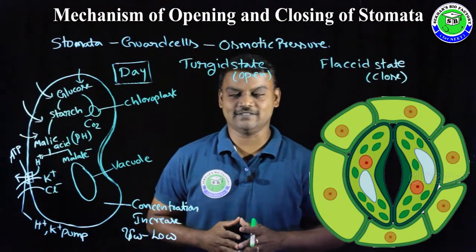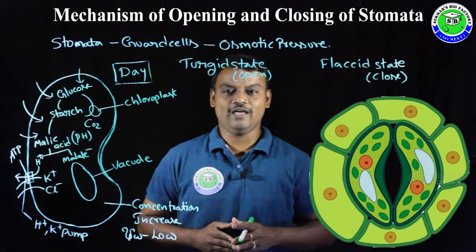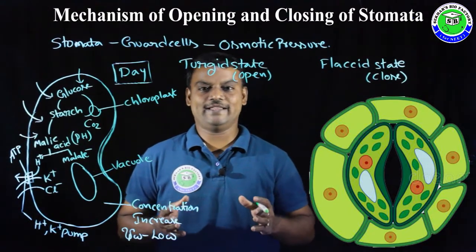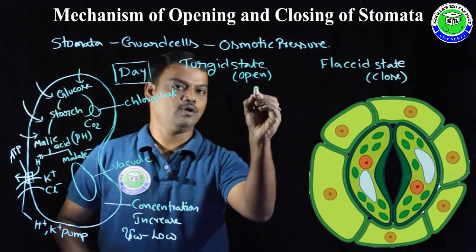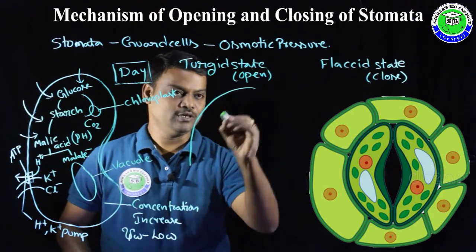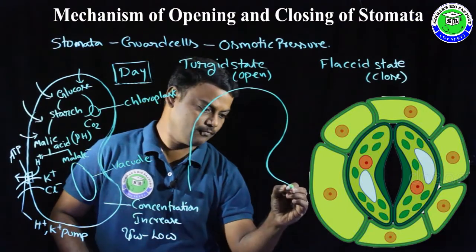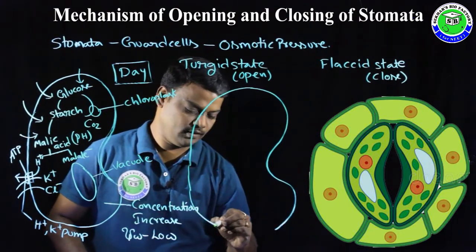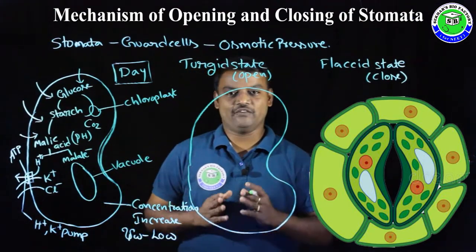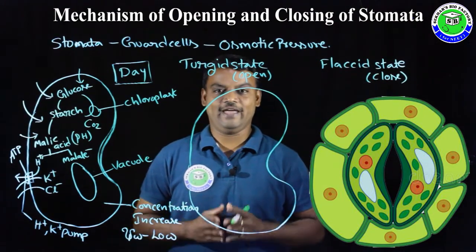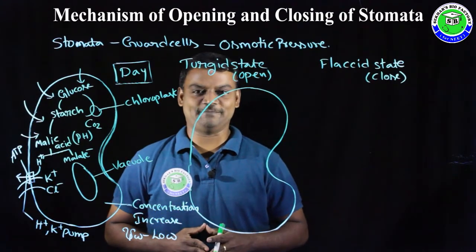Due to this turgor pressure, the cellulosic microfibrils present on the surface of the cell wall are oriented radially rather than longitudinally, and these microfibrils gradually help to open the stomata. When the stomata is open, it facilitates both transpiration and exchange of gases. That is the mechanism of opening of stomata.